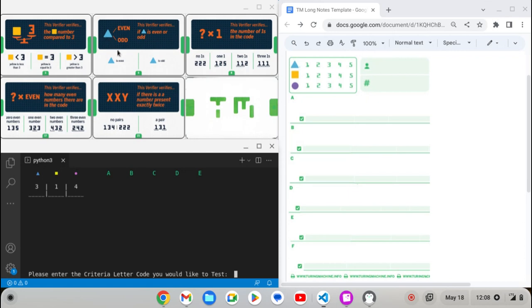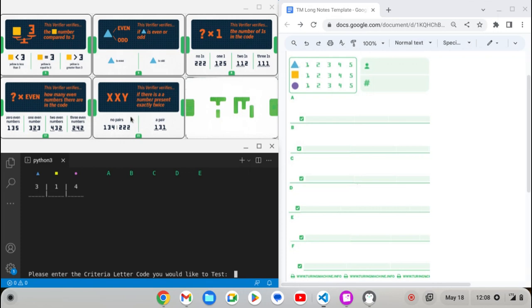Criteria card B looks at the triangle digit, the first digit, and will let us know whether that digit should be an odd or an even value. Criteria card C will let us know the quantity of 1 digits in our whole code. Are there no ones? Is there just a single one? Perhaps there's 2, maybe even 3. Criteria card D similarly looks at the whole code, but will tell us something about how many even digits there are in our code. Are there no evens? Possibly 1, 2, or are they all even?